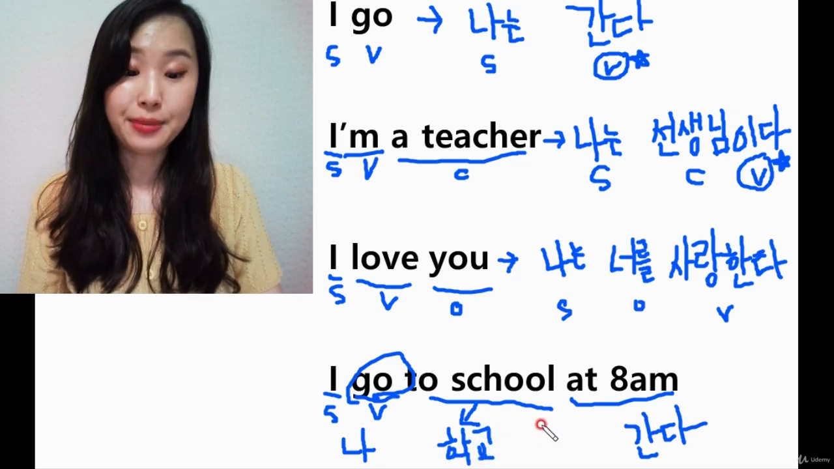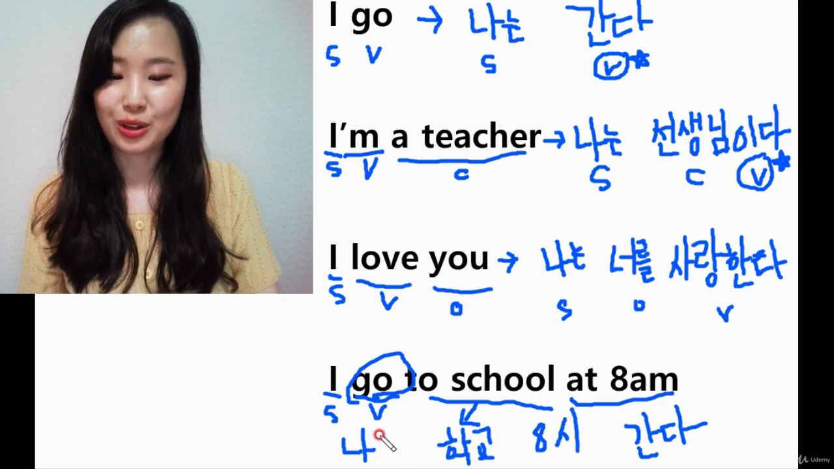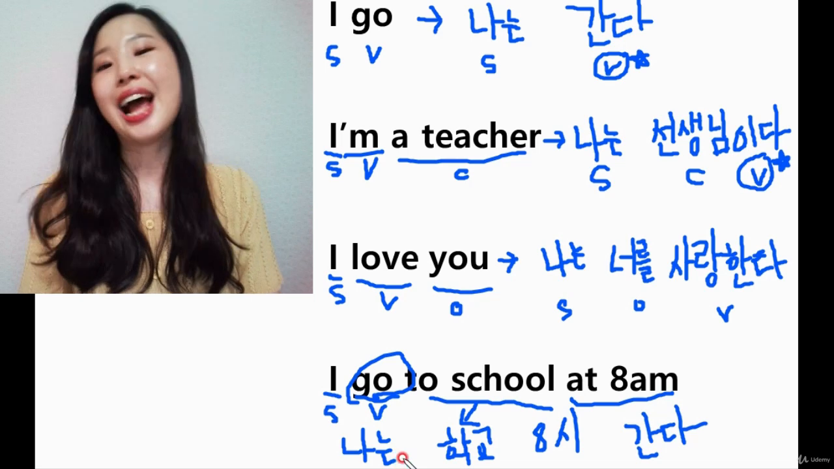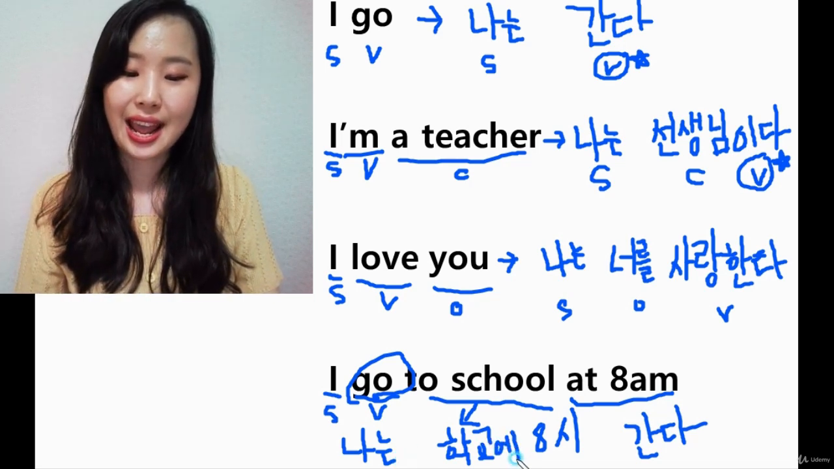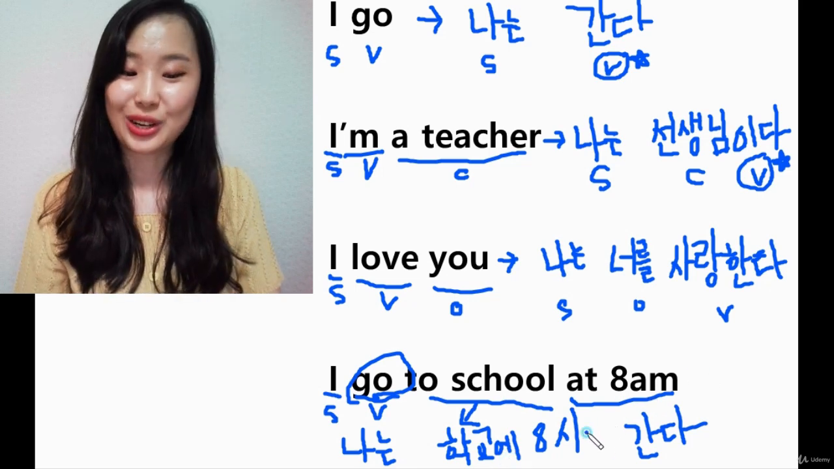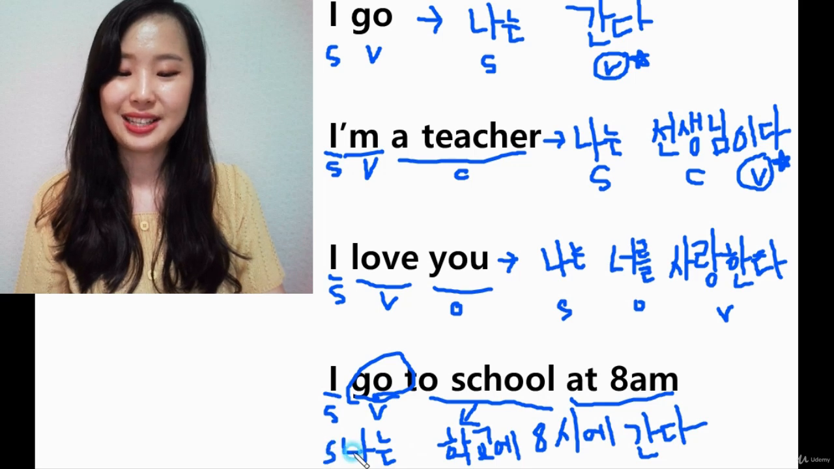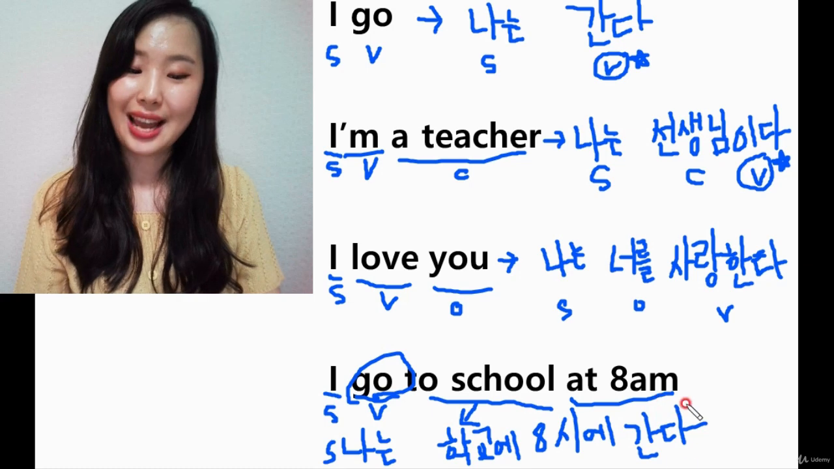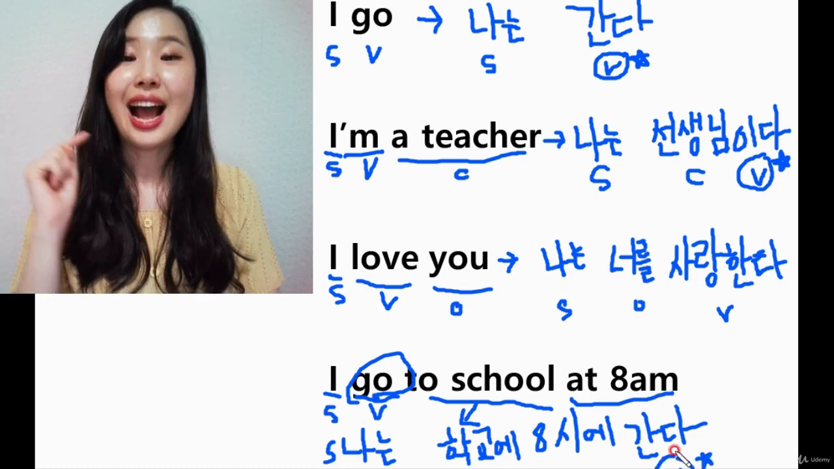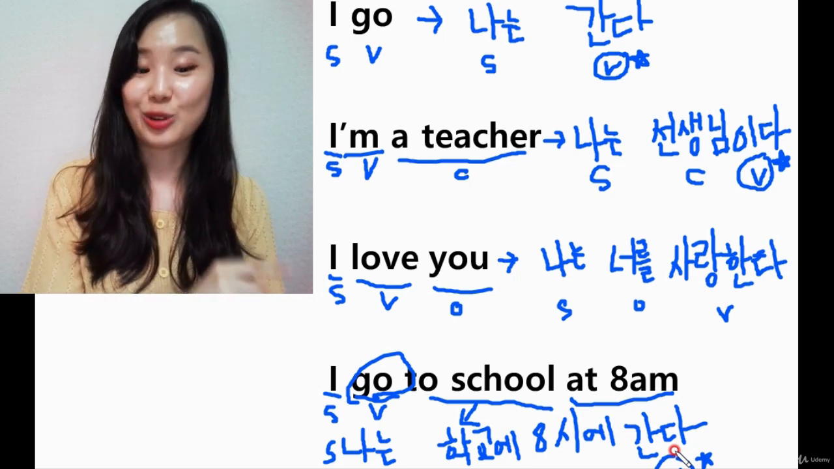8 a.m. is 8시. So 나, after that I will put the subject particle 는. And 학교 is a location. And we have a location particle. It's 에. And the time particle also is 에. So 나는 is the subject, 학교에 is the location, 8시에 is the time, and 간다 is the verb. The verb goes to the end. So 나는 학교에 8시에 간다. So that's a full sentence.